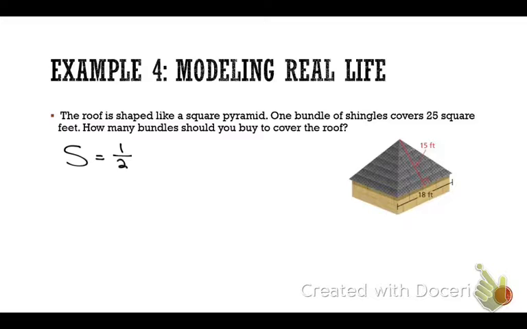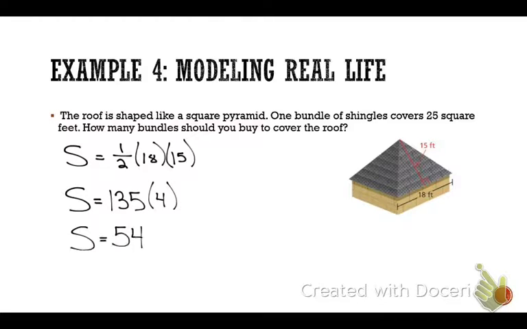1/2 base times height. I got 135. Should I get 135? Yeah. Okay, but is that the whole roof? No. What would I multiply it by? 4, because it told me it was a square. Okay, so I know there's going to be 4 faces. Did you get 540? Yes. Okay, but now does this answer the question? No. How many bundles do you need?